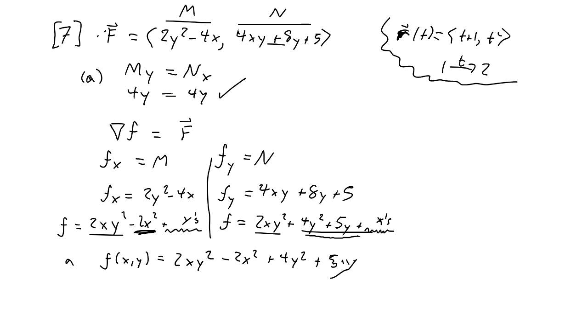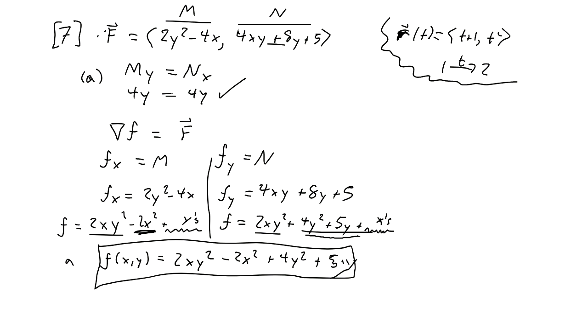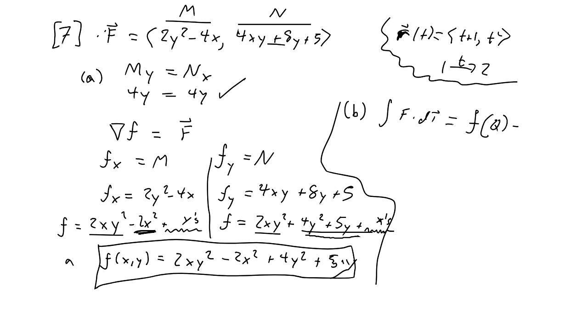Part A is to check it's conservative, which we did, and to find the potential function. Now for part B, we'll use the fundamental theorem of line integrals, which says that the integral of f dotted with ds is equal to the potential function at the terminal point, which I've been calling q, minus the potential function at the initial point, which I'm calling p.